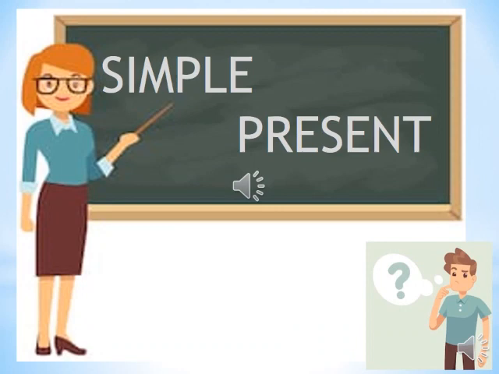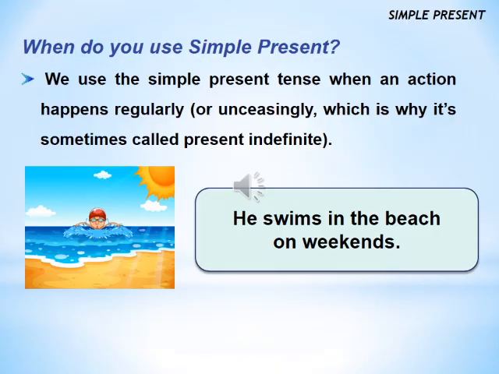Today we are going to talk about the simple present. Are you ready? Let's go. The question is, when can you use this tense? You use this tense when an action happens regularly. You can look at in the picture a man swims at the beach. When does he swim at the beach? On weekends.